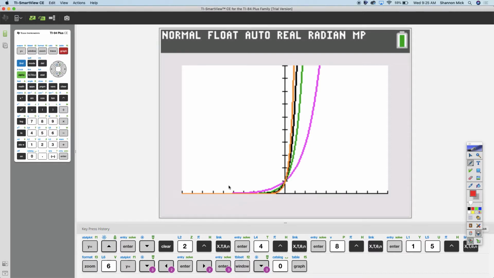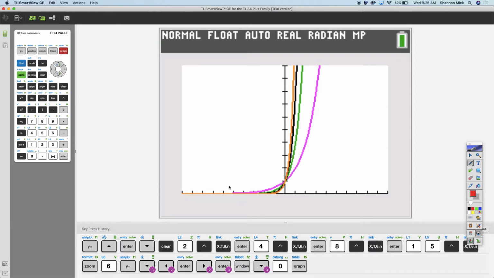Okay, so which one's which? The orange is 15 to the x. Then the black one is 8 to the x. And then 4 to the x is green, and the magenta is 2 to the x. Why is it getting closer and closer to the y-axis? Because it doesn't hit 0. But what's happening to my base? It's getting bigger, so it goes up faster.